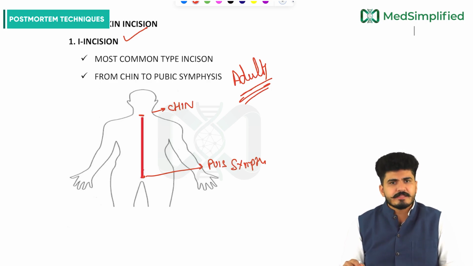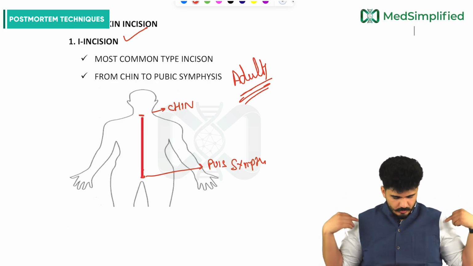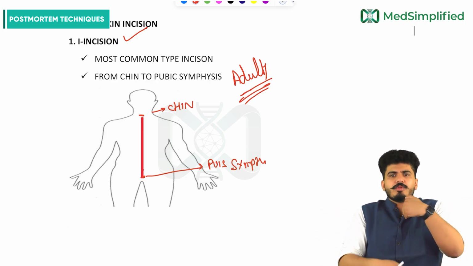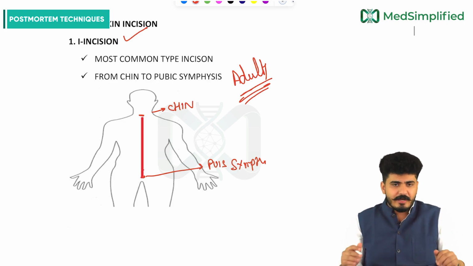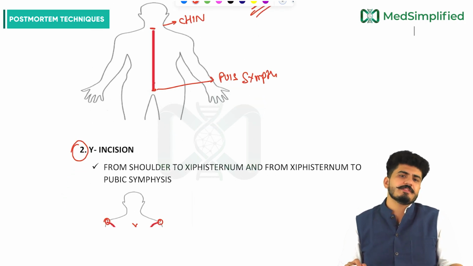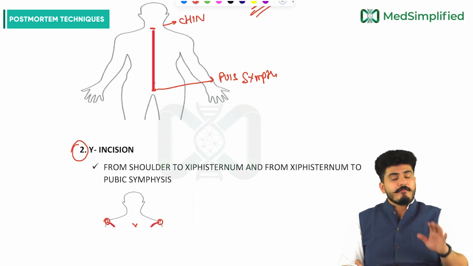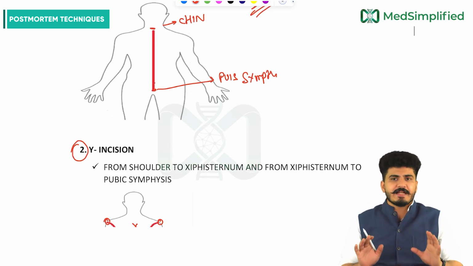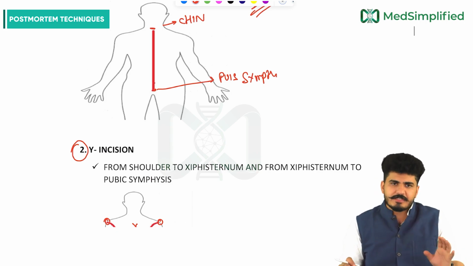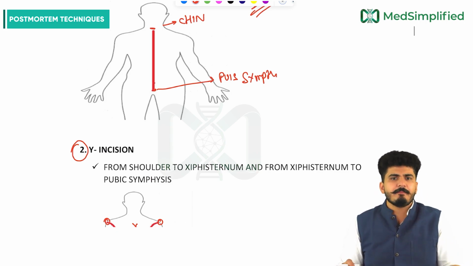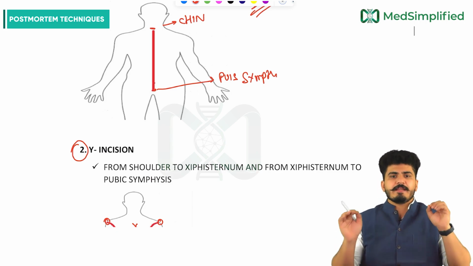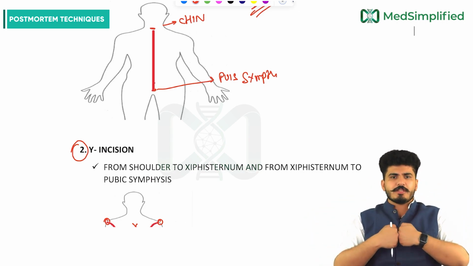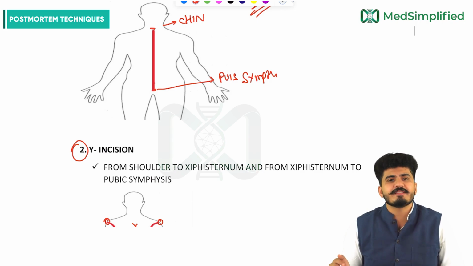Then we talk about the Y incision. From the shoulder to the xiphisternum, and from the xiphisternum to the pubic symphysis. This is the Y incision. Then the third type of incision is the modified Y incision, which is also called the U-shaped incision. Useful in asphyxial death. The word asphyxial death is very, very important. It starts at the mastoid process, meets at the suprasternal notch and continues to the pubic symphysis.